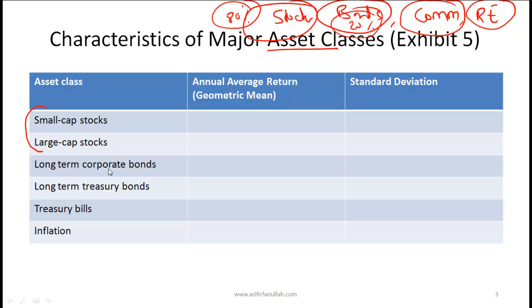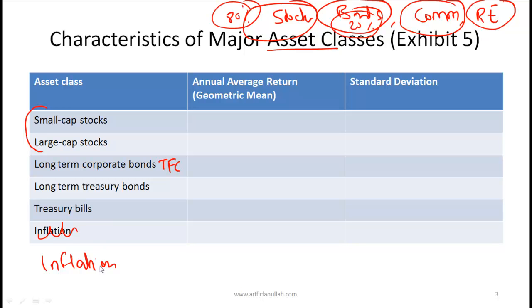In the bond category, you can have long-term corporate bonds. In Pakistan, these are referred to as TFCs. You can have long-term treasury bonds, short-term government bonds, which are referred to as T-bills. Inflation is not really an asset class, so we should mention it separately, but in any investment analysis you need to consider inflation, and ideally you want your return on asset classes to exceed inflation.